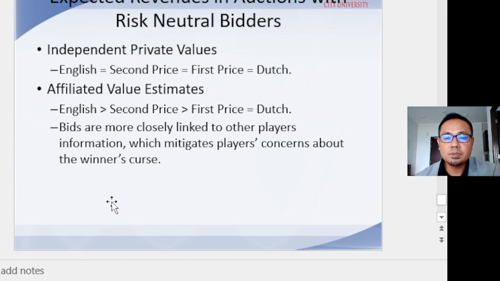So bids are more closely linked to other players' information, which mitigates players' concern about the winner's curse.